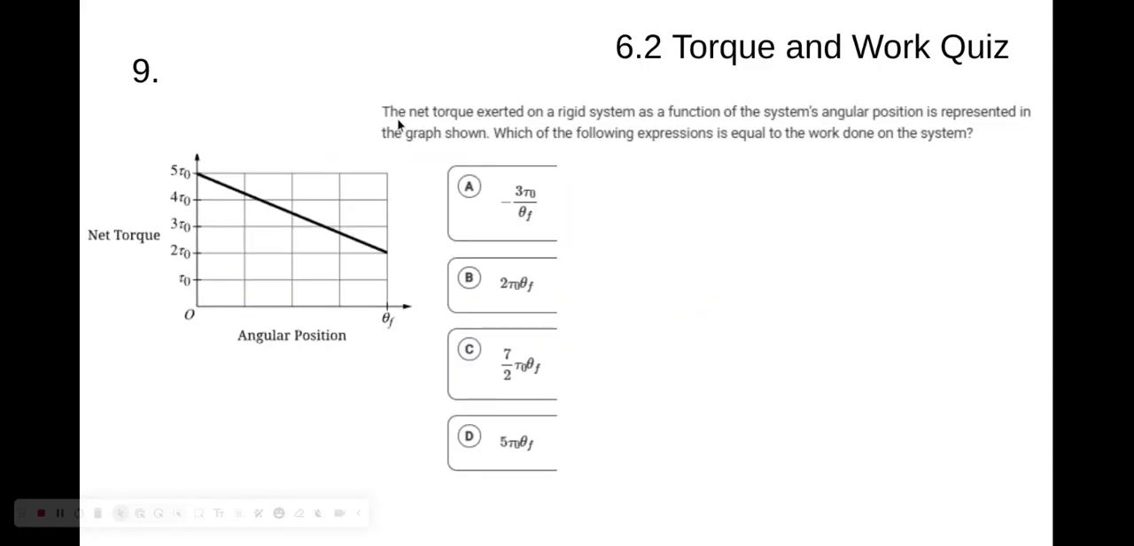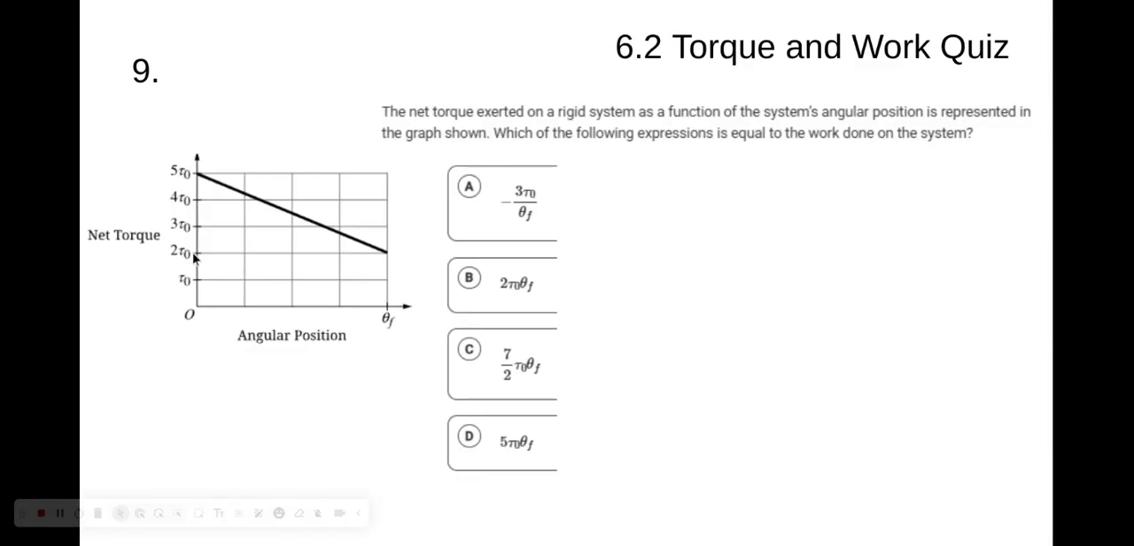And the last question. The net torque exerted on a rigid system as a function of the system's angular position is represented in this graph. Which of the following expressions is equal to the work done on the system? Now, this is a torque versus angular position, so a theta graph. Those two multiplied by each other give us work. You've got to look for your zero line on your x-axis. So here's 0. That means we need the area under the curve, but we need all of this, not just this up here. We've got to count all these squares right here.